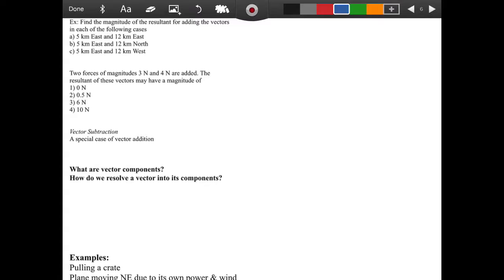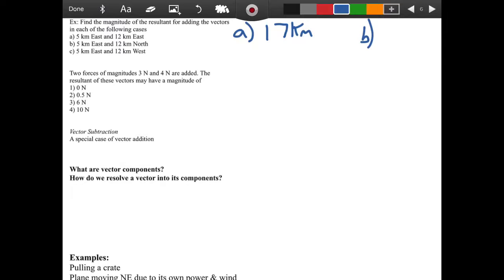Okay, find the magnitude of the resultant for adding vectors in each of the following cases. So again, if we're in the same direction, so I'm going to do it over here, 5 kilometers east and 12 kilometers east, well, that's going to be 17 kilometers east. Now, if we have 5 kilometers east and 12 kilometers north, that's going to be a situation where we do Pythagorean theorem.